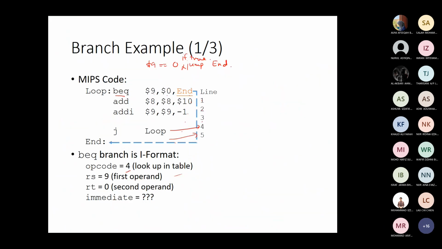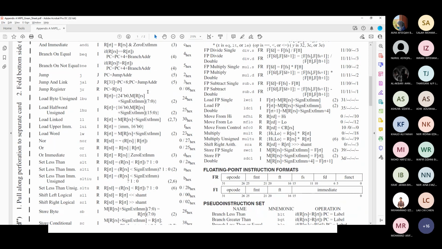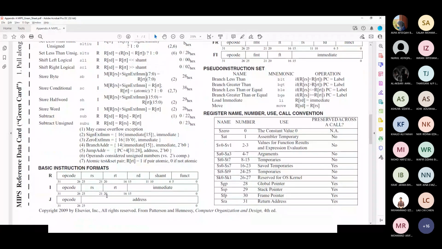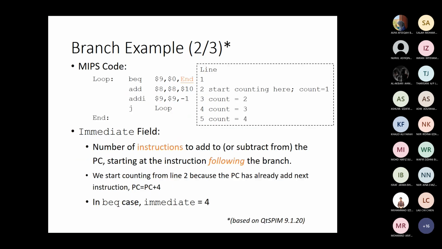So opcode is 4. RS is 9. This is RS and then RT for the first and the second operand. Look at the table there: RS and RT, register 9 and register 0, the first operand and then the second operand. Okay, what about the immediate? How do we want to count the immediate?